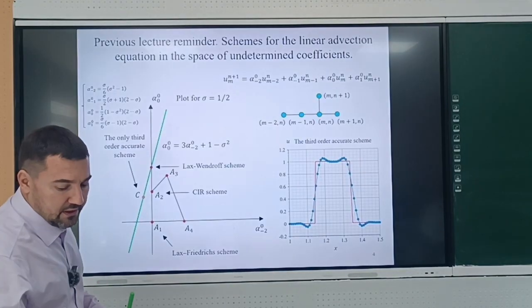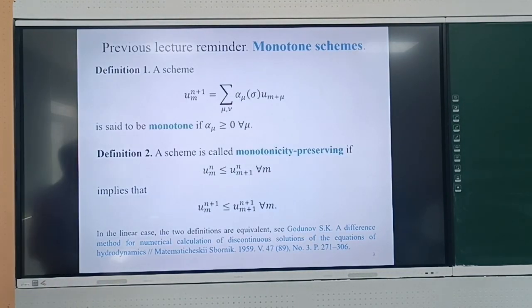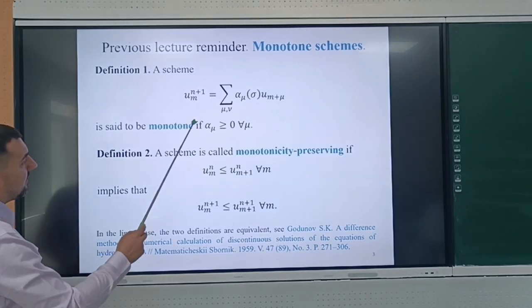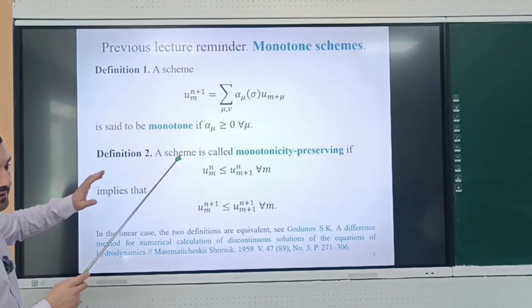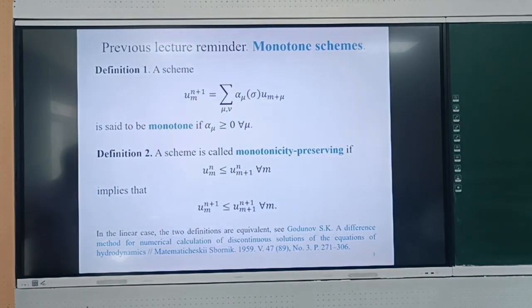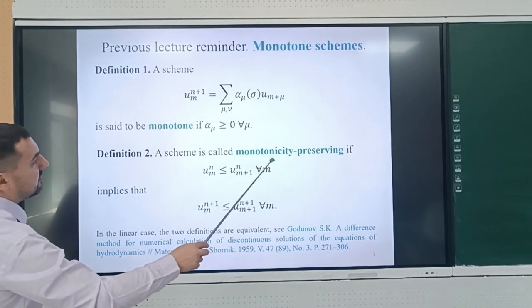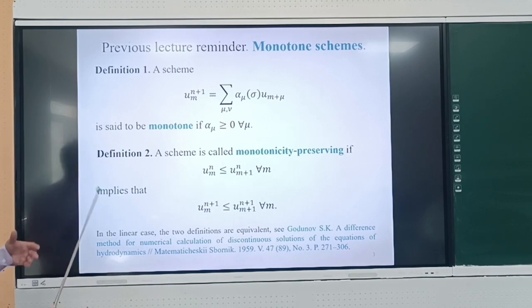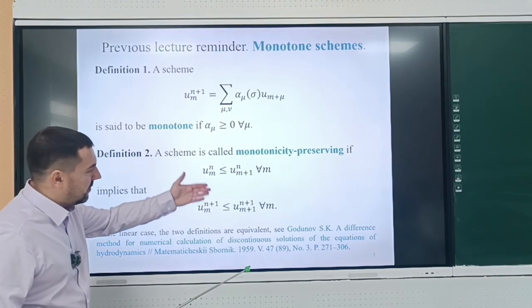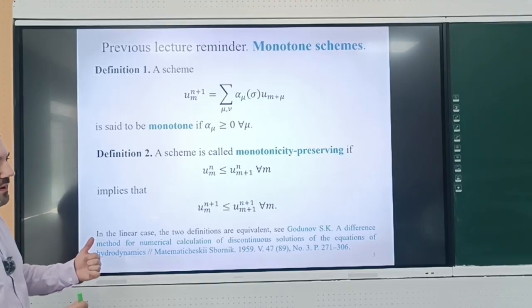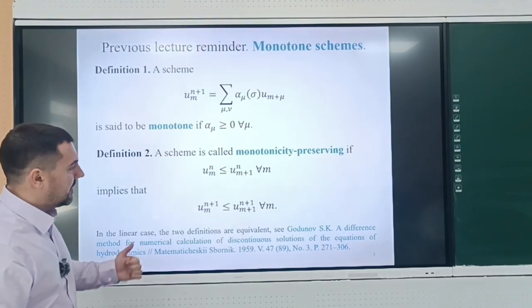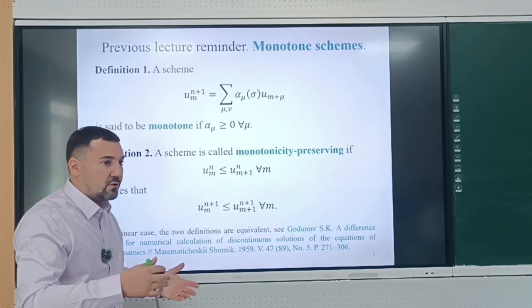Then we introduced the definition of monotonicity. So a scheme is said to be monotone if all the coefficients are non-negative, if you're talking about this linear scheme for linear advection equation. And for linear schemes, this definition is equivalent to the monotonicity preserving property. The monotonicity preserving property is obvious from a practical point of view. So we want to have monotonicity preserving schemes because they do not produce spurious oscillations.